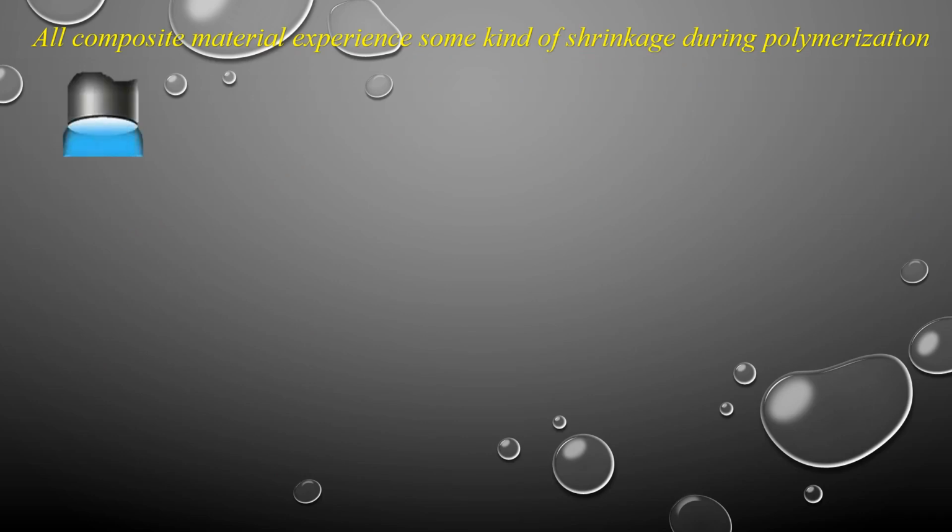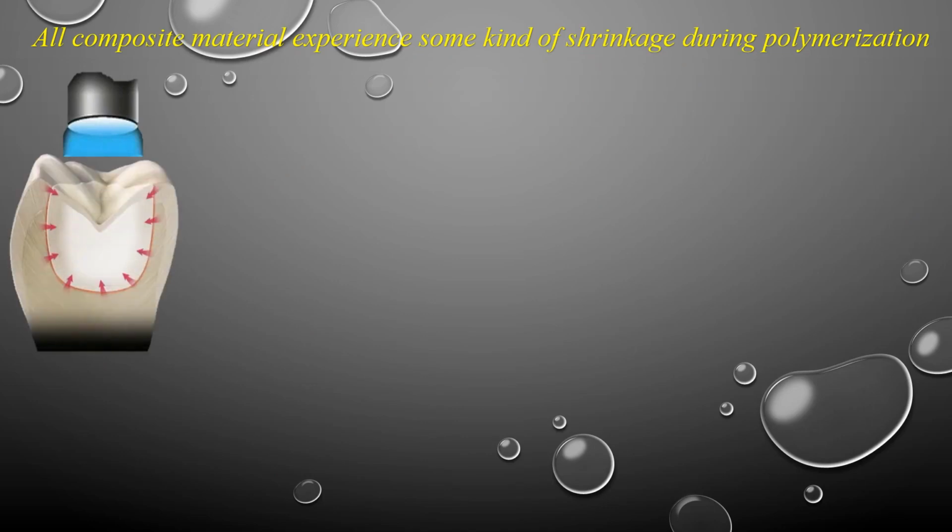Now, when a cavity is filled with dental composite, the composite is evenly adapted to the walls of the tooth. But when polymerization starts, the composite has free monomers in it. These free monomers start joining together and form long chains, and these long chains are called a polymer. So there is an overall volumetric shrinkage initially.